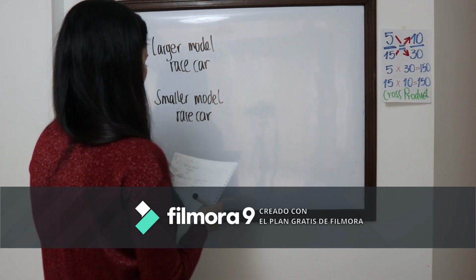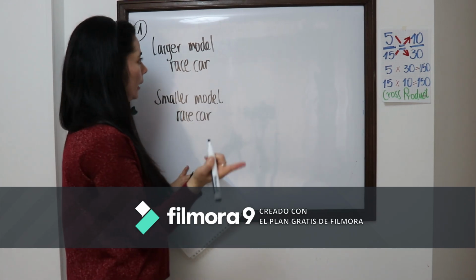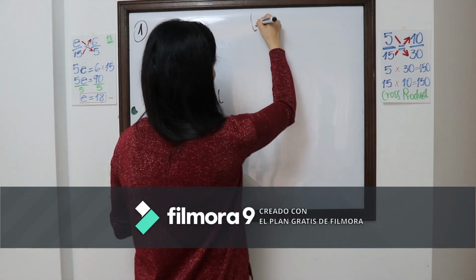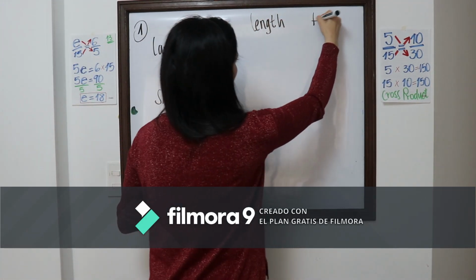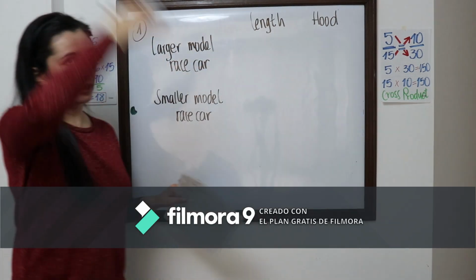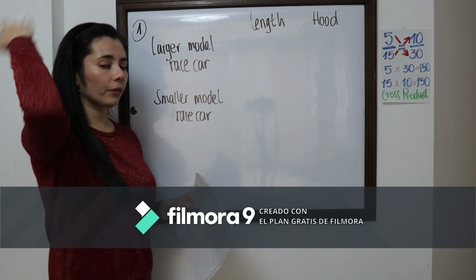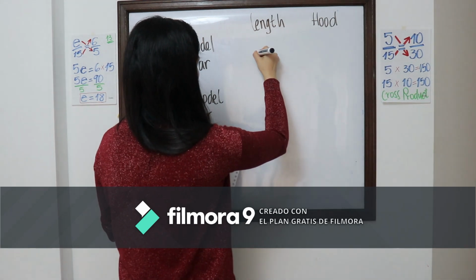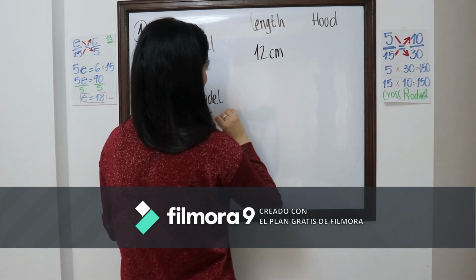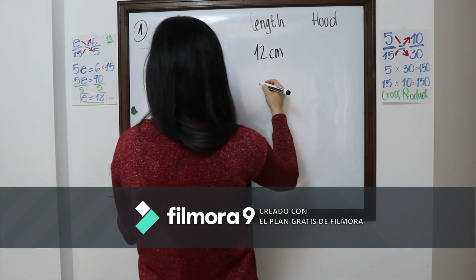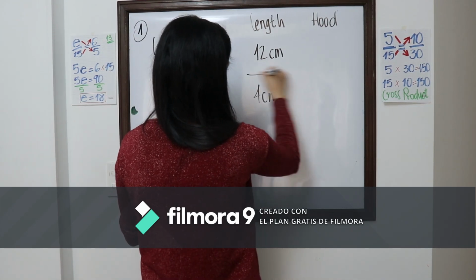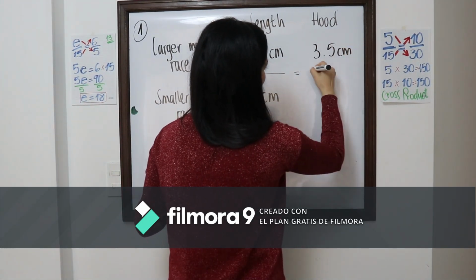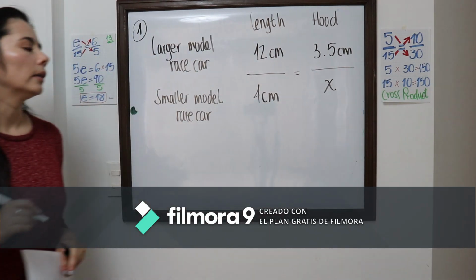Okay, now if we think about again the characteristics, we have two things that are important: the length and the hood. What is the hood in a car? Well, it's like kaput, right? Like the cover of the car on top of it. So we are going to talk about the larger model, which is 12 centimeters, right? And then we're going to have 4 centimeters here. So that is our first ratio. And then we're going to have the hood to be 3.5 centimeters, and that is the unknown value we need to find.